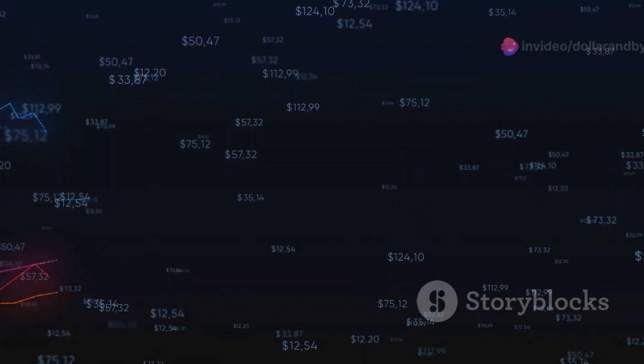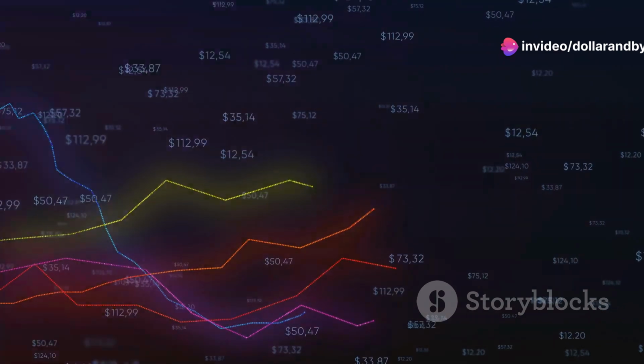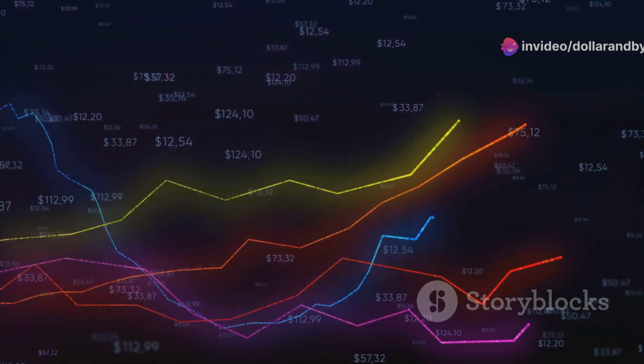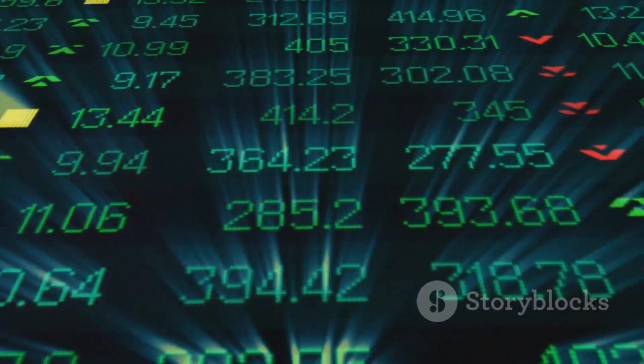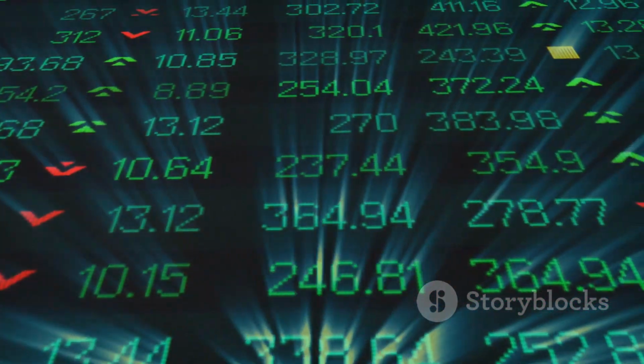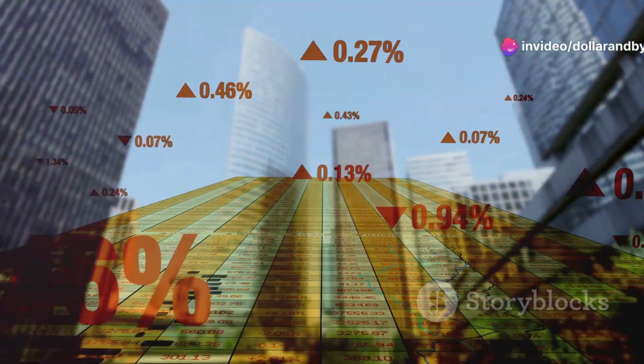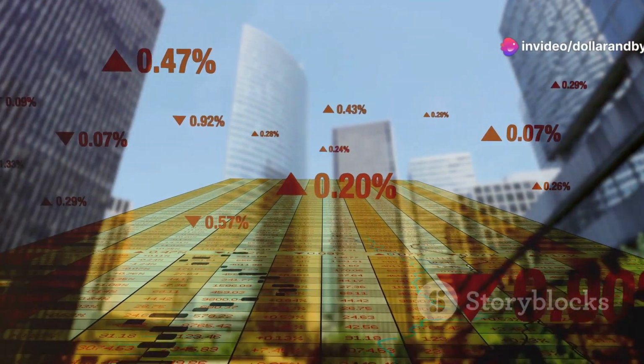The three main categories of financial ratios include profitability ratios, liquidity ratios, and solvency ratios. Each category serves a different purpose and gives insights into different aspects of the company's financial health. For simplicity, we will focus on three key ratios: PE, debt to equity, and ROI.